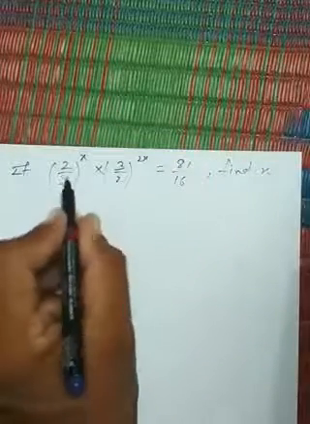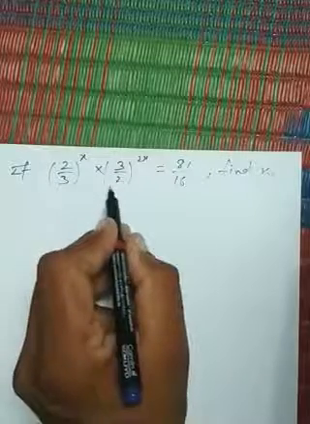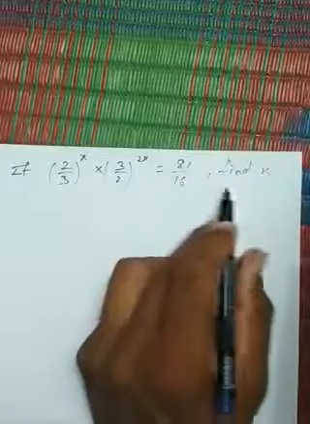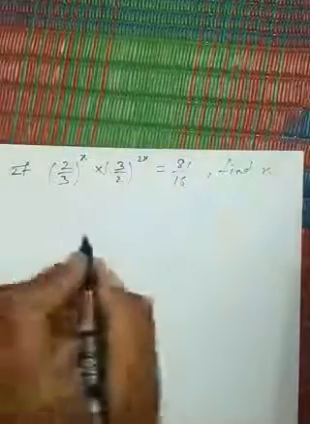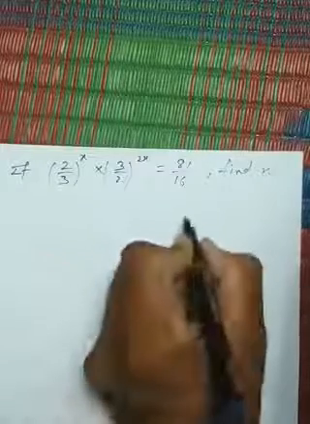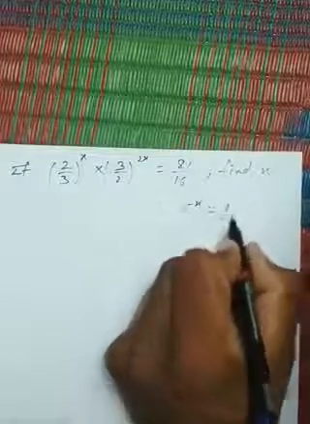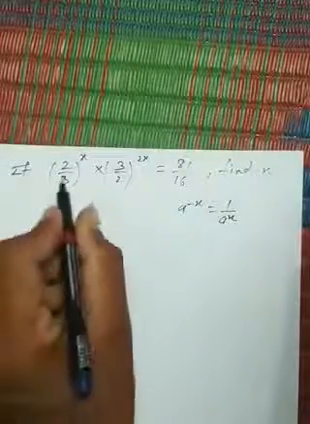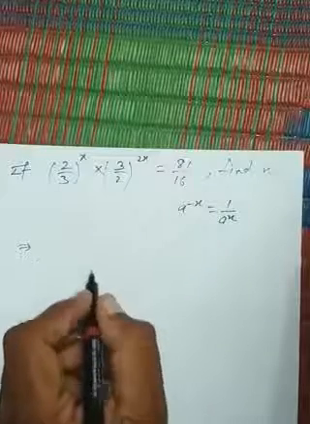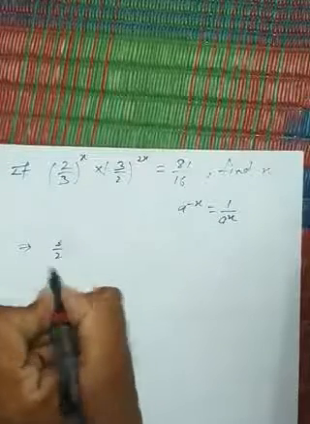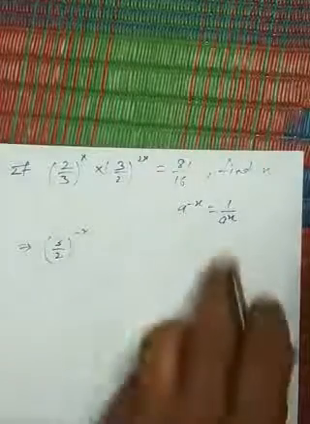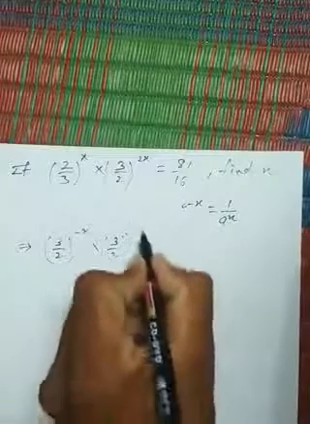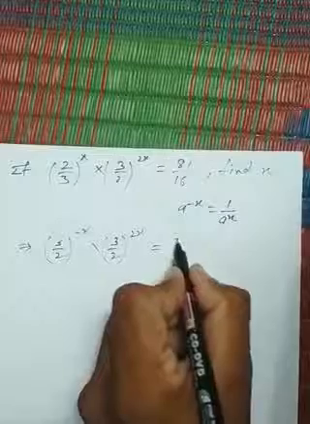The next question is 2 by 3 to the power x multiplied by 3 by 2 to the power 2x is equivalent to 81 by 16, and find the value of x. So the law of exponents is a to the power minus x equal to 1 upon a to the power x. So change this term, and 2 by 3 to the power x can be converted into 3 by 2 to the power minus x by using this law, and 3 by 2 to the power 2x is equivalent to 81 by 16.